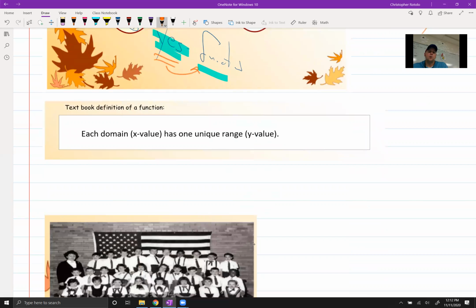All right, what's it say in your textbook? It says that each domain, x value, has one unique range value. Okay, unique meaning it's the only one.